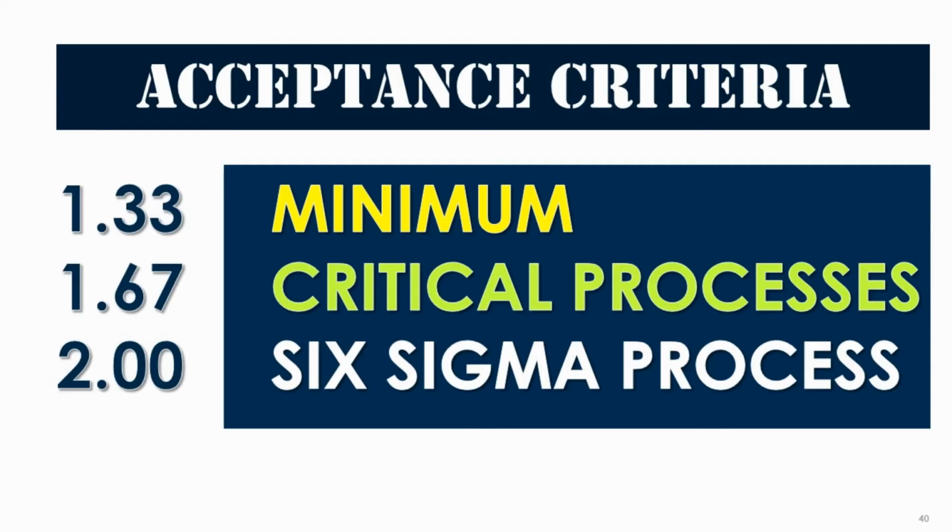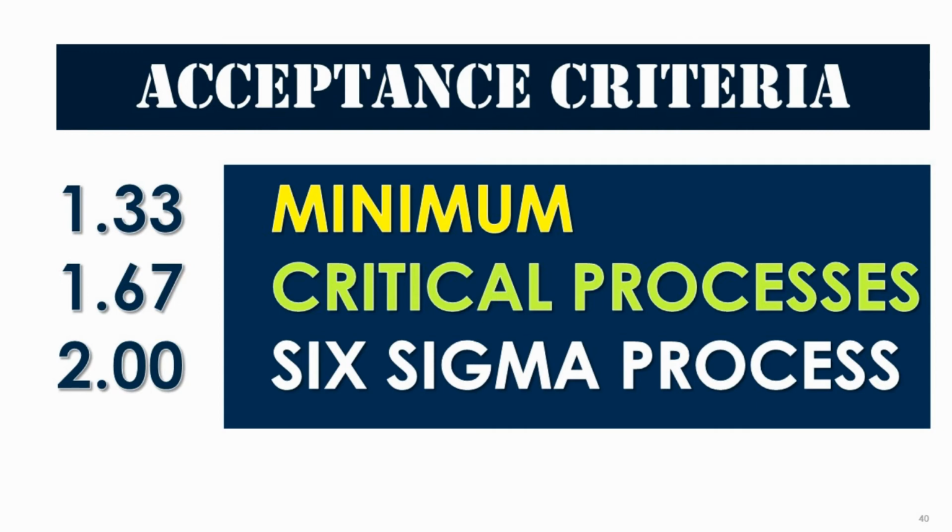So, acceptance criteria. The minimum required to accept a CPK of a new process or a current process that we are evaluating is going to be 1.33 minimum. If we are evaluating a critical process, we are going to require 1.67.